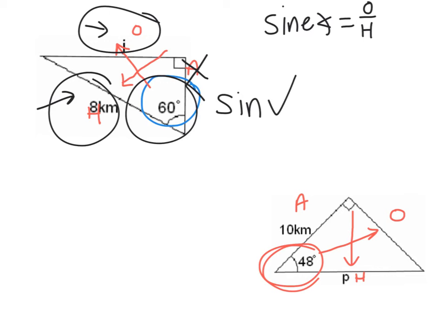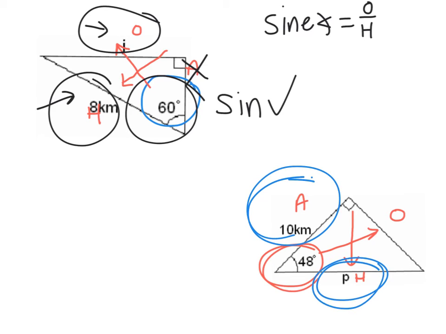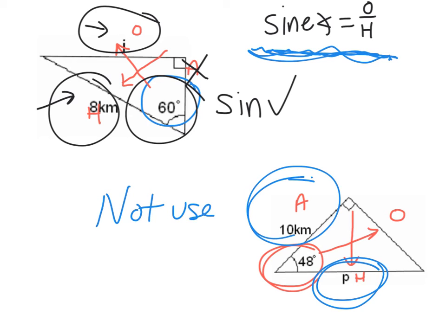So what they gave us was the 10 and they gave us the P, and those relate to A and H. So when I look at my sine definition, I can't use the adjacent and the hypotenuse. I need the opposite. So I cannot use the sine. All right, so we would have to choose another trig function. It just cannot be sine.